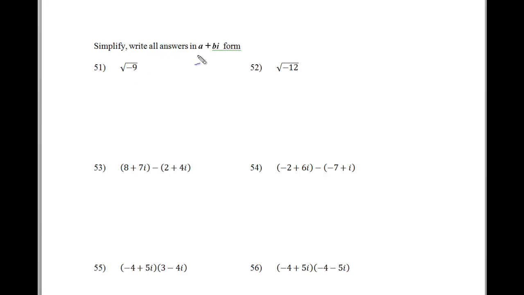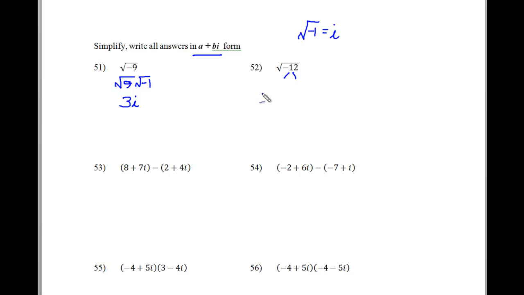All our answers have to be in a plus bi format, so I will make sure at the end of these problems that's true. And we have to get rid of these square root of negative 1s, which are going to be equivalent to the imaginary number i. So what we do with a problem like this, which we couldn't type into the calculator, is break this into the square root of 9 times the square root of negative 1. What this makes is the square root of 9, which is 3, the square root of negative 1, which is i. And there's my answer.